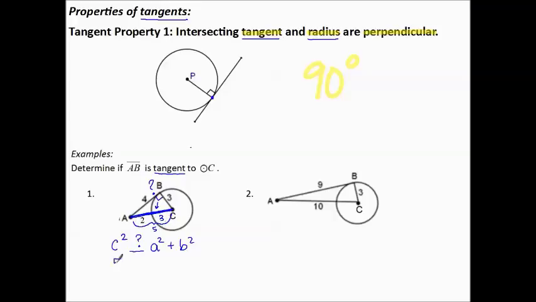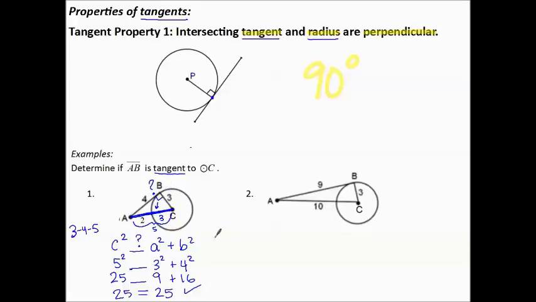So C is 5. 5 squared, and then A and B, 3 and 4. 3 squared plus 4 squared. Now, we could know right away that this is going to work because of the triple 3, 4, 5. We know that makes a right triangle, but let's just verify. 5 squared is 25, 3 squared is 9, and 4 squared is 16, and 9 plus 16 is 25. 25 equals 25. Therefore, yes, this is a right angle, which means yes, AB is tangent to circle C.